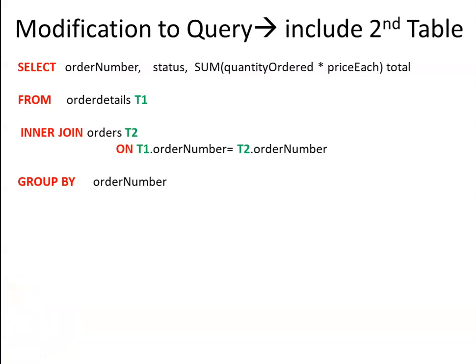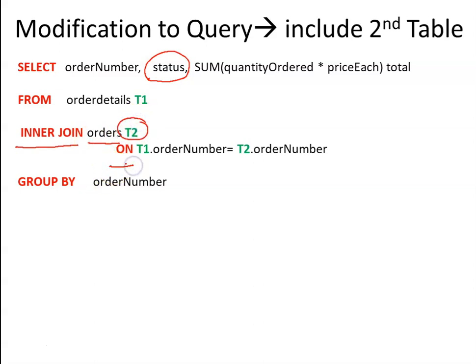I have already modified the query. So the new addition to this is that I am specifying the status, because now I am using the inner join clause. I am joining it with the orders table. I have renamed the table to T2.